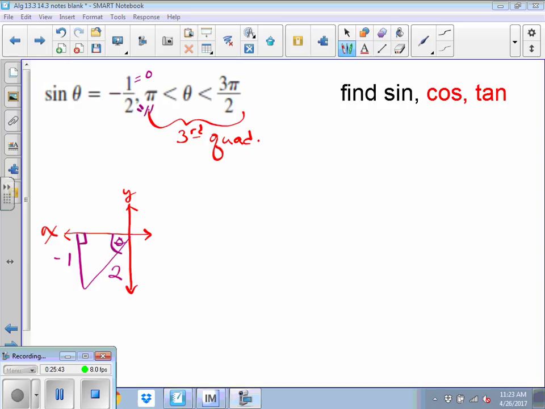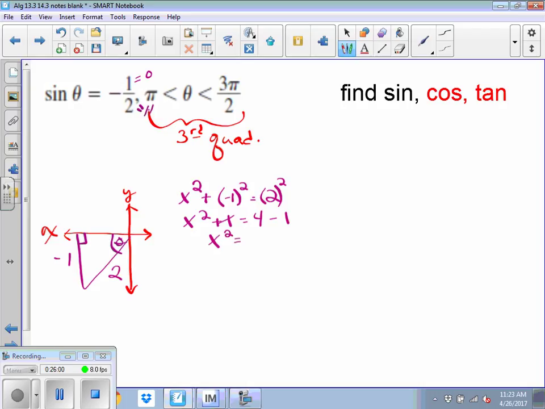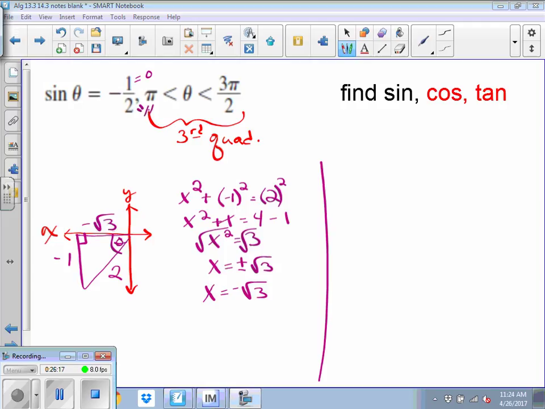Okay? So let's do this. We have x squared plus -1 squared equals 2 squared. So x squared plus 1 equals 4. Subtract 1 from both sides, so x squared equals 3. When you take the square root, that's plus or minus the square root of 3. But since it's here, it has to be negative. So x equals negative square root of 3. All right, so sine theta they gave us. That was given.